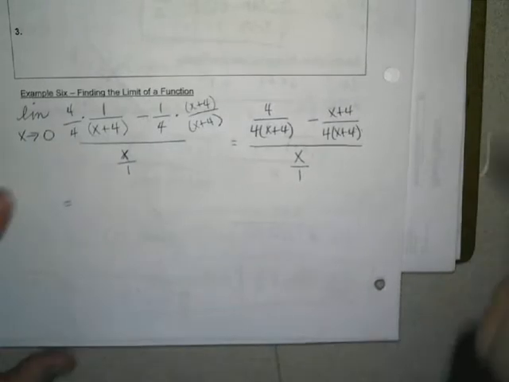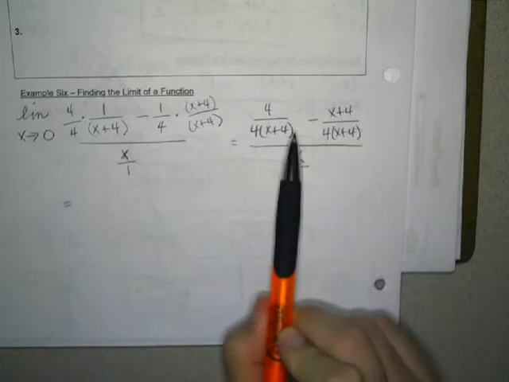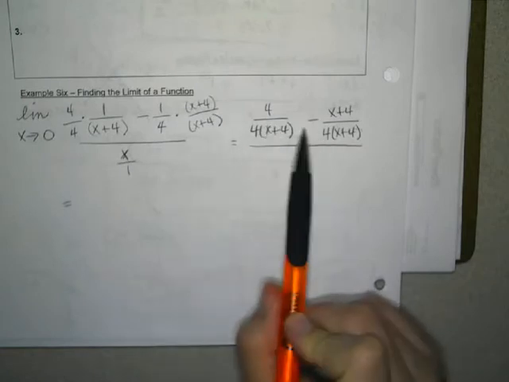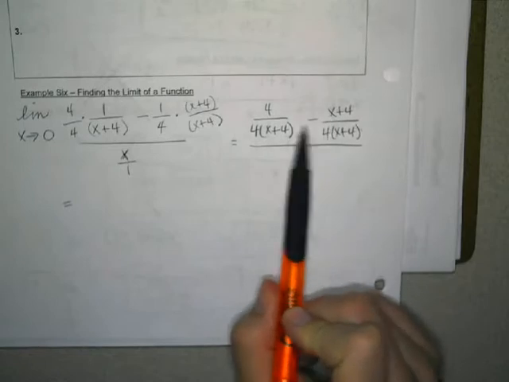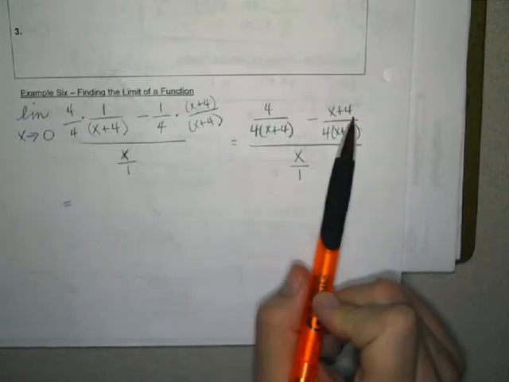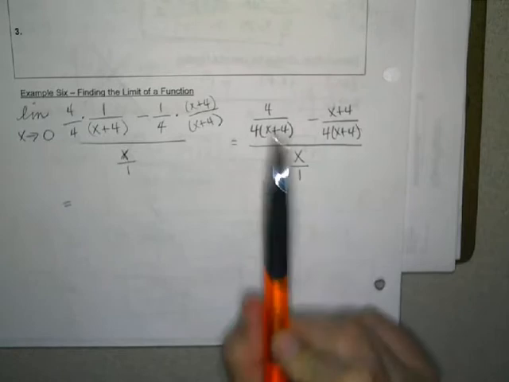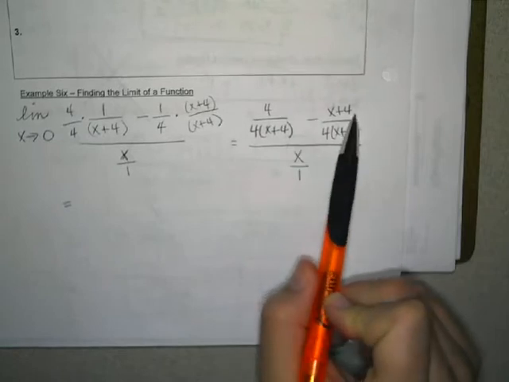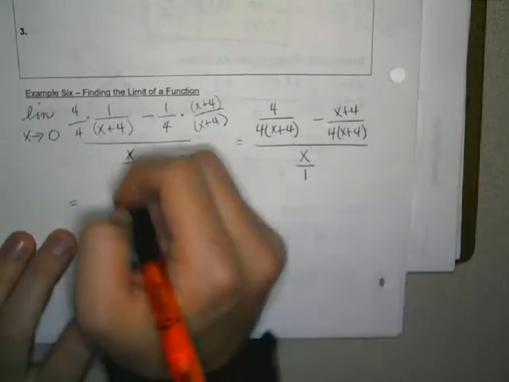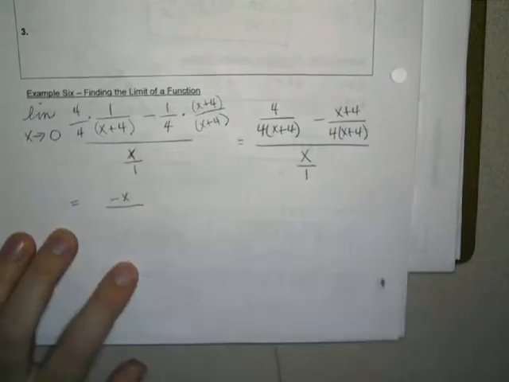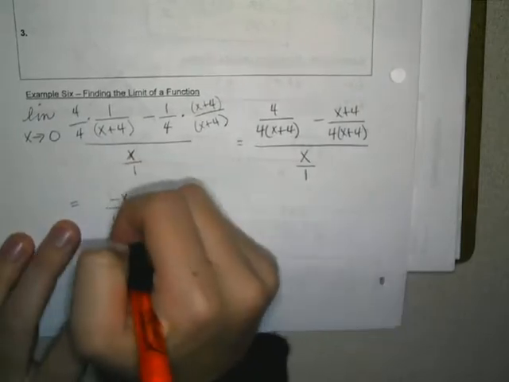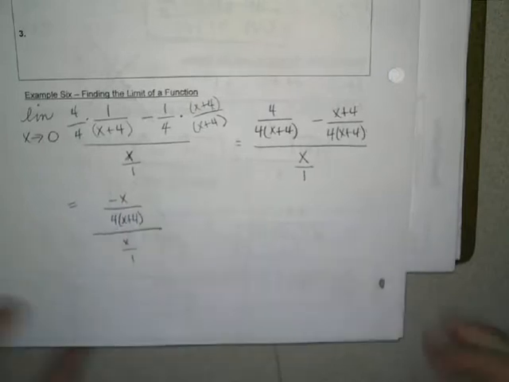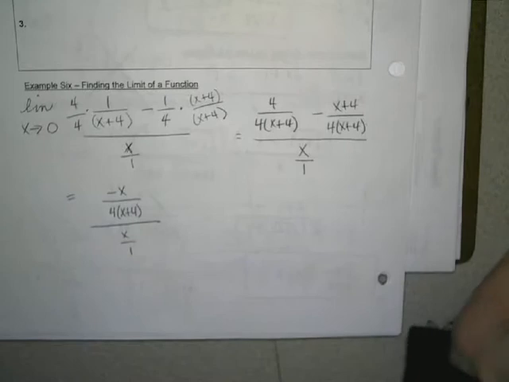Okay, so now we're going to subtract these fractions. Now they have common denominators. When you subtract, you have to be careful with these, because you're not only subtracting x, but you're subtracting 4. You're subtracting both things on the top. So because we're subtracting x and subtracting 4, the 4's are going to disappear. And you're just left with negative x over 4 times x plus 4, and then over that fraction on the bottom that we already had.